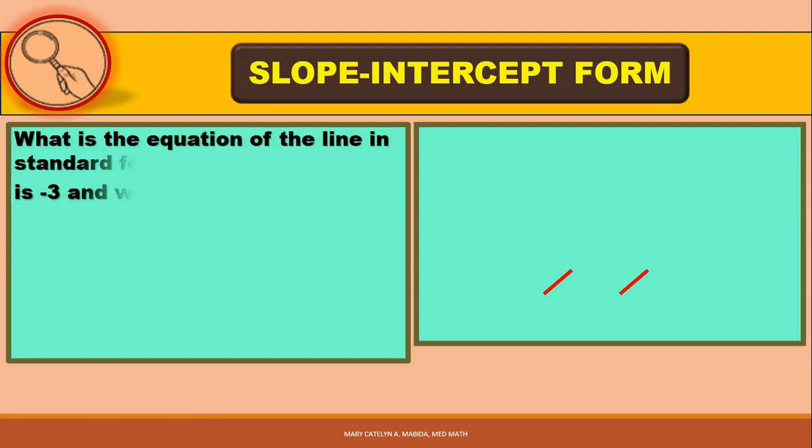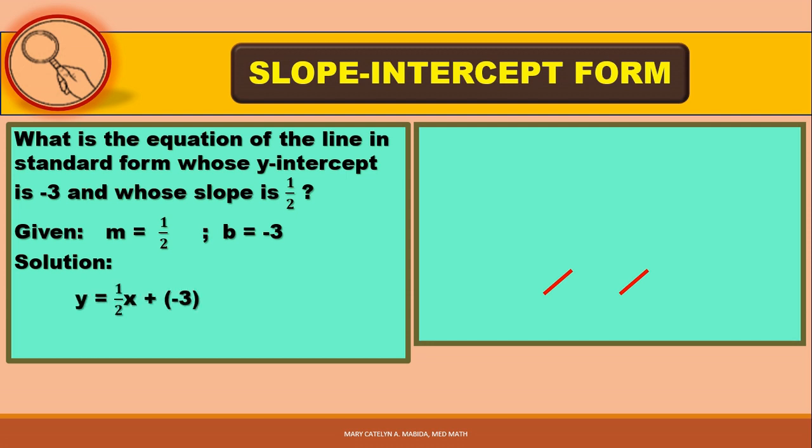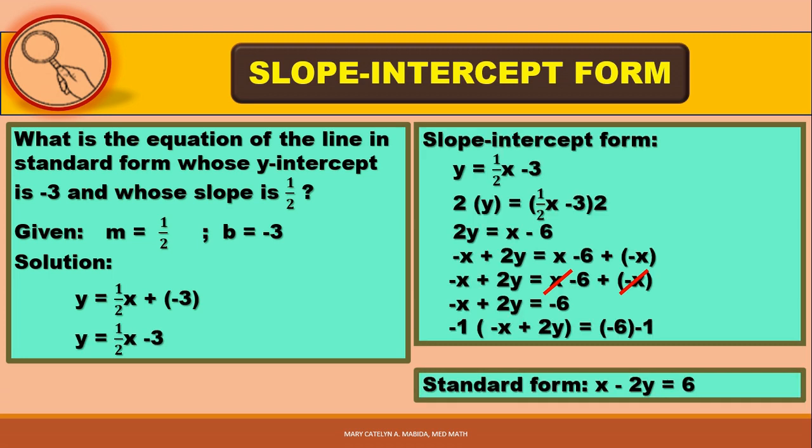What is the equation of the line in standard form whose y-intercept is negative 3 and whose slope is 1/2? Given our m is equal to 1/2 and our b is equal to negative 3, we can directly substitute that to our equation. So y is equal to 1/2 x plus negative 3.